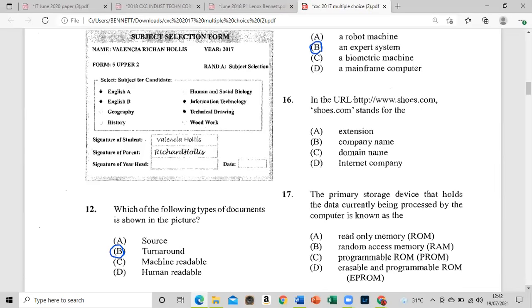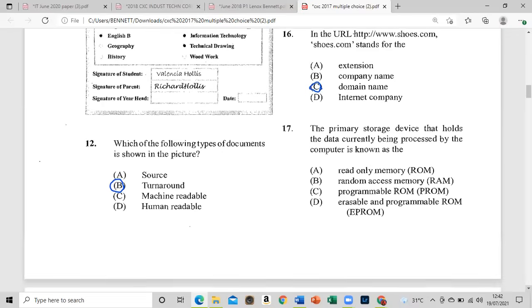All right. In the URL, hp.shoes.com, the hp.shoes stands for the, is it A, the extension, or is it B, the company name? Is it C, the domain name? And is it D, the internet company? So that stands for the domain name. Very important. Let's go to 17.